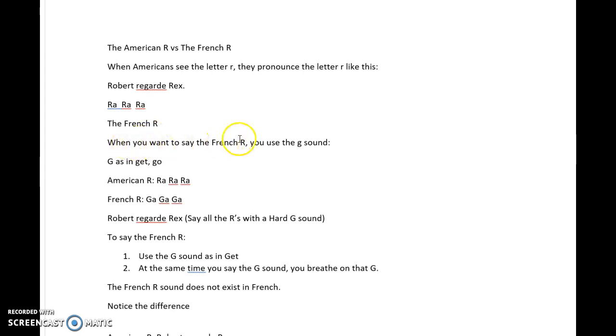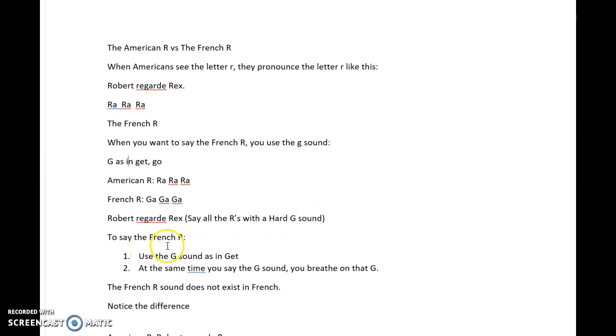When you want to say the French R, you use the G sound. G as in get or go. Compare the two differences. American R, ra, ra, ra. French R, g, g, g. So when you want to say the French R, as you speak French, you would say Robert, regarde, Rex. Say all the R's with a hard G sound.